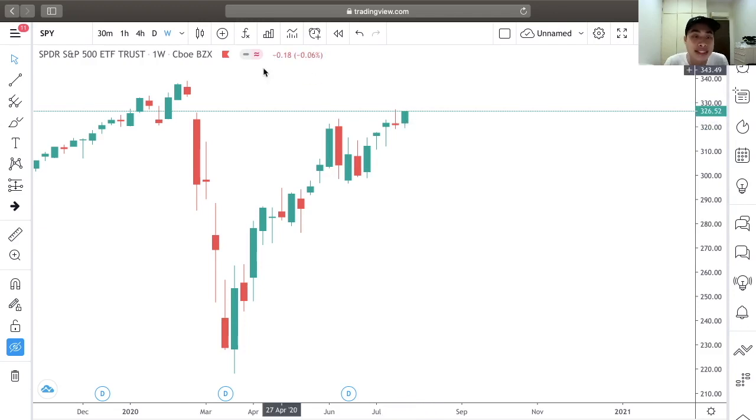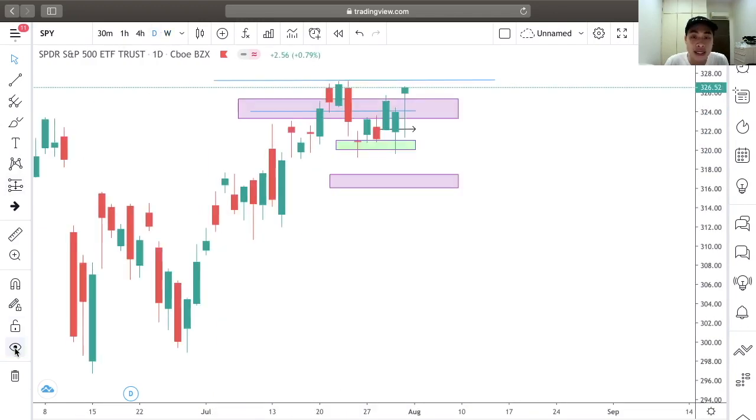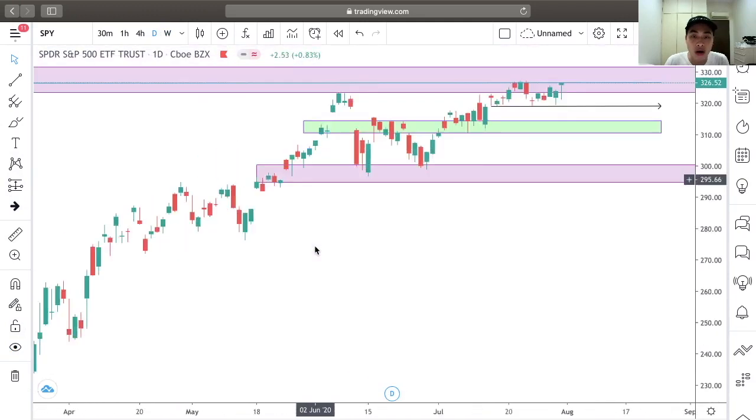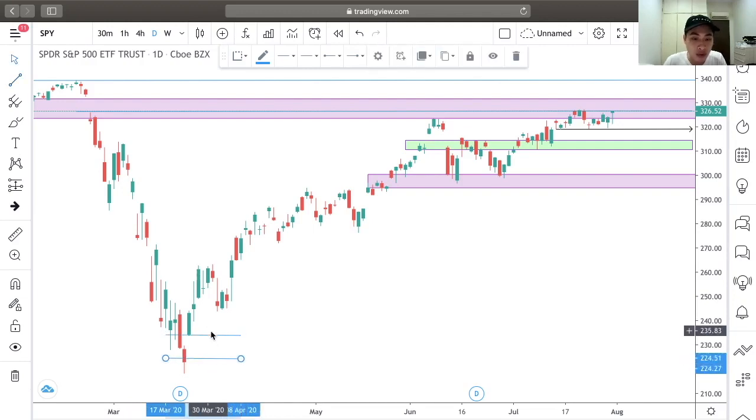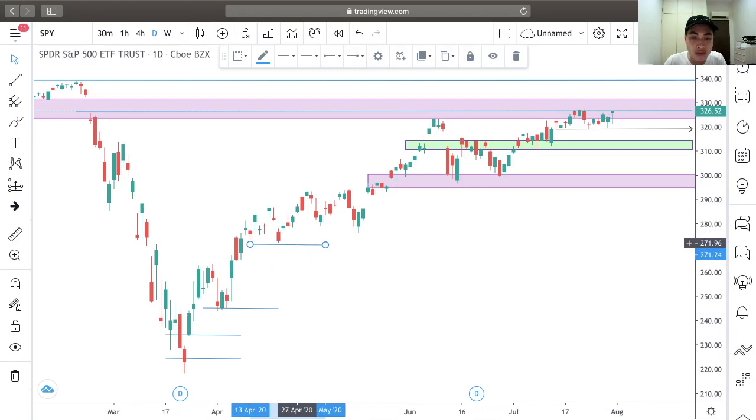If we go on to the daily time frame, let's bring on the technicals here. Again, we can tell that prices are on a clear uptrend. How do we tell that? Let's take a look. This is one of the lows, then this will be a higher low, this will be another higher low, and then we have another higher low here.